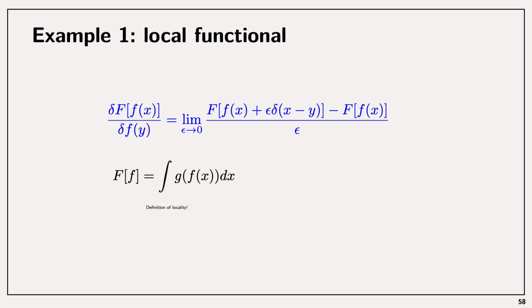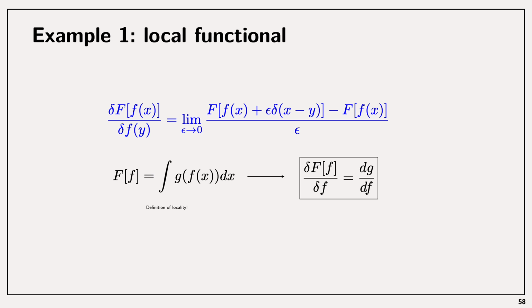Now, if you do this, I invite you to plug in this function inside the blue box, and you will actually see that a few slides ago, it's exactly what I did. It was a local functional that I used as an example. Remember when I did f square, that was really what it was. You can directly find that the functional derivative in this case is simply dg over df.